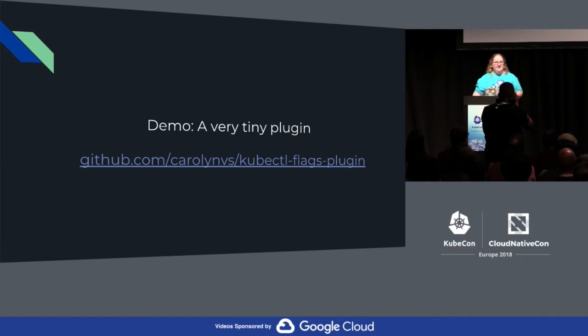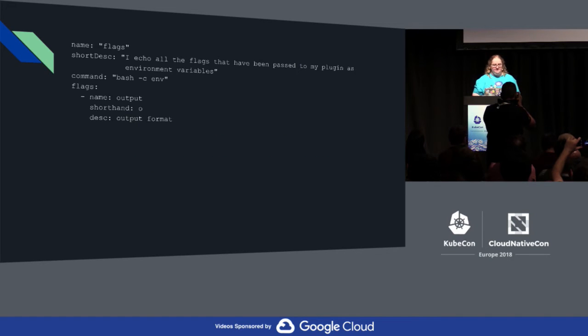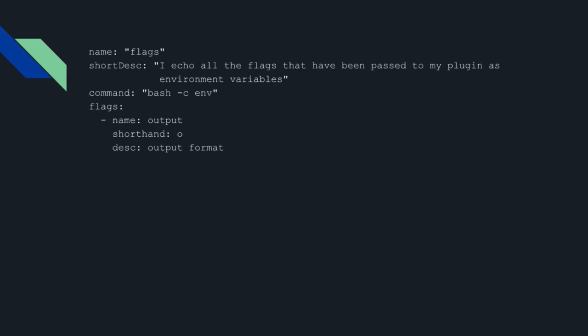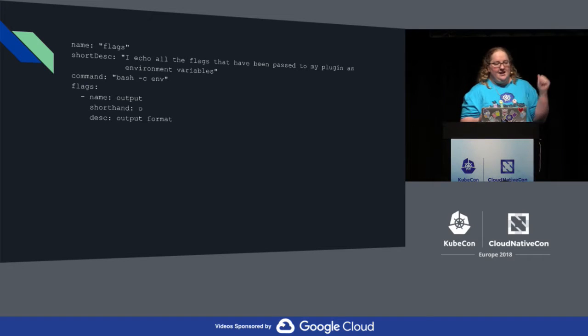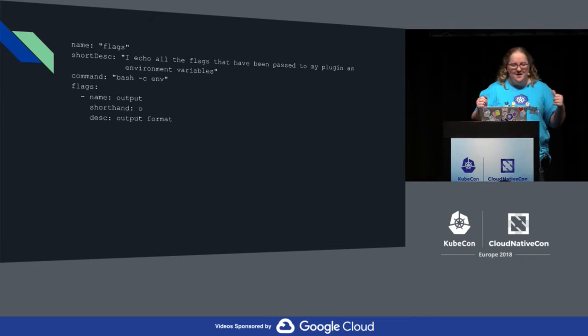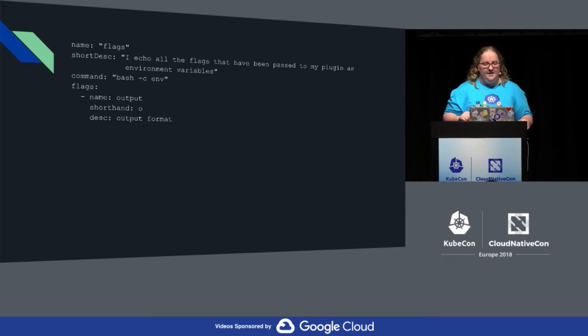So I wrote the tiniest absolute plugin possible to show you that you can start small, do something fun. This is it, literally. And I actually use this, so it doesn't seem like, why would this be interesting? But what it is, I called my plugin flags. I have a little short description, and what it does is it basically dumps back out all the environment variables that kubectl feeds into your plugin to give you context about where you're running, what the cluster is, all that kind of fun stuff. And all the magic is on that command line right there, bash -c env, and it's just dumping out all the environment variables. So I didn't even have to write a binary or anything like that. And then just for fun, I defined a flag so we could see what that looks like.